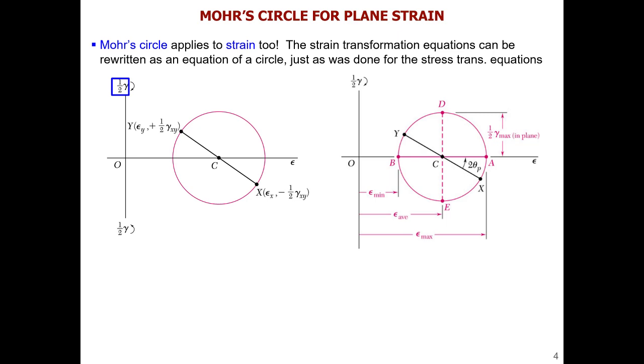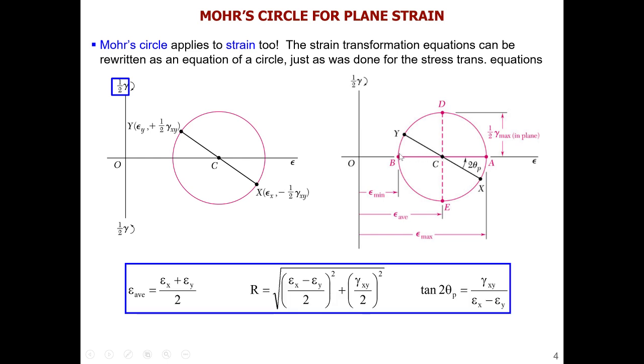So then the equations for the central point C and for the radius can be written in a very similar way as we have seen them for stresses. And here is just again to remember that we don't have the shearing component gamma only, but we need to divide it by 2. So that's how we redefine things in our equations of transformation to make them look like an equation for a circle.